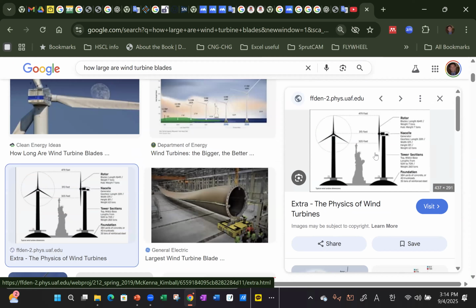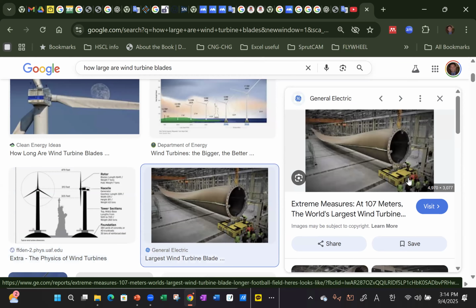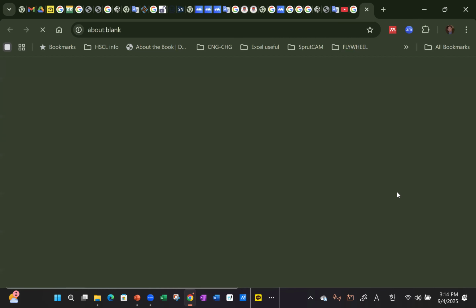Well, I'm not sure if you have visited the United States, but this is the Statue of Liberty. You know how big it is. But compared to this wind turbine blade, this is a tiny statue. How big can you imagine that? And imagine how big this one blade is.